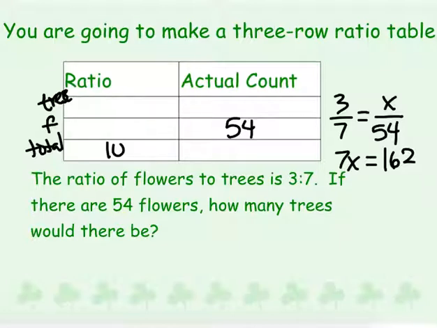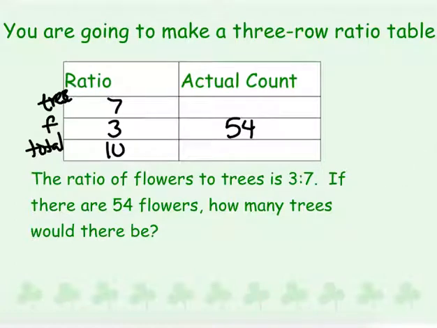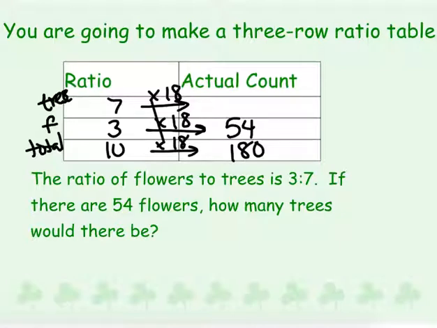I should have had flowers getting a ratio of 3 and trees getting a ratio of 7, which will make this a whole lot easier, much nicer numbers, because we actually do have a scale factor. Okay, 54 divided by 3, well, our scale factor is 18. So we say 3 times 18 gives us 54, which means that I can do 7 times 18, 10 times 18, and we see we have a total of 180 plants, which means that I have 126 trees, which is 7 times 18.